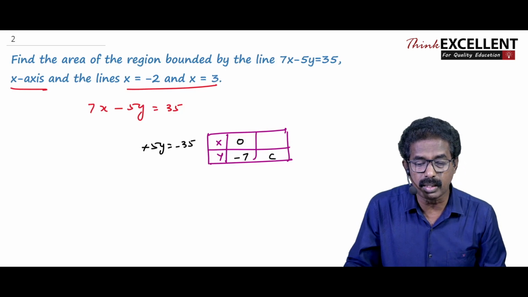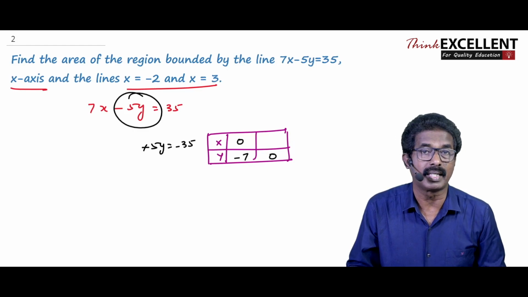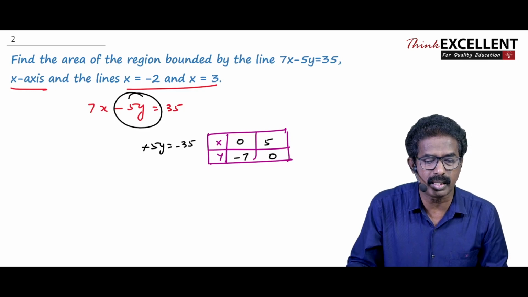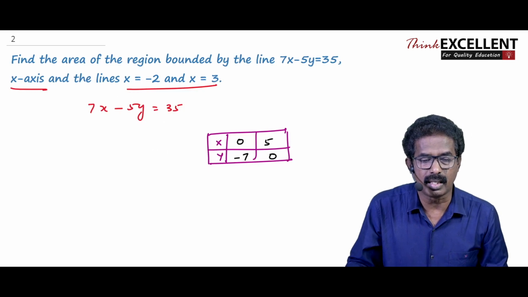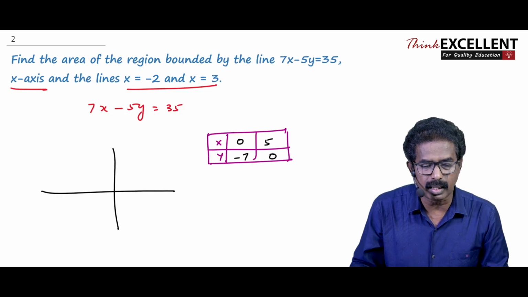Now give y as 0. If you give y as 0, the second half all becomes 0. 7x equal to 35, x equal to 35 by 7, it is what? 5. Okay, so 2 points you got, that is enough. Now we can draw a rough diagram. So we draw a rough diagram like this.